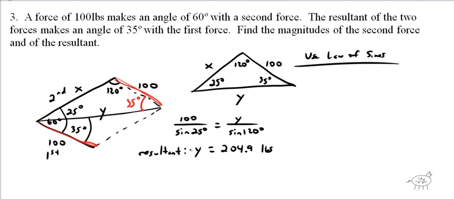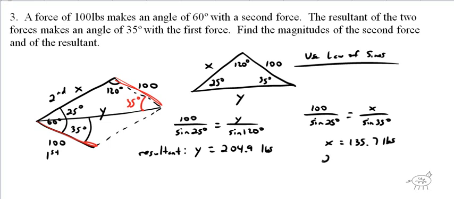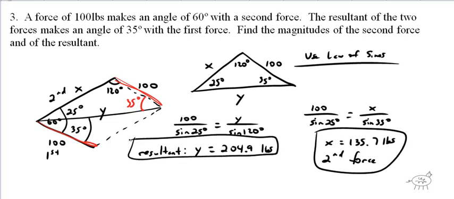force. All right, and the other one, the same thing, 100 over sine of 25 is equal to x over sine of 35. So cross multiply, x equals 135.7 pounds. And that's your second force. Okay, so really not difficult. It's a matter of making a good sketch, and the math is actually pretty easy behind it.